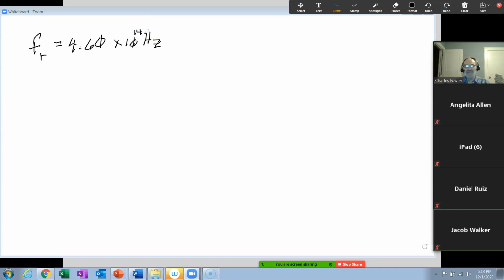So this has something like 4.60 times 10 to the 14th. That would be, so 10 to the 3rd would be 1,000. 10 to the 6th would be million. 10 to the 9th would be billion. 10 to the 12th would be trillion. This would be 460 trillion cycles per second. Wow, that's really vibrating. That's its frequency.